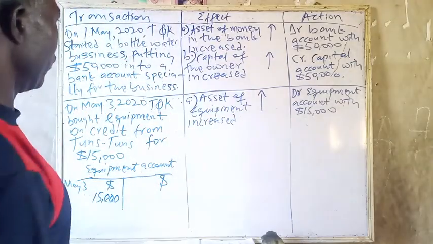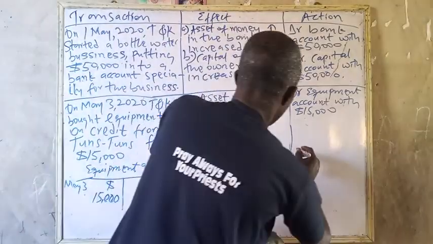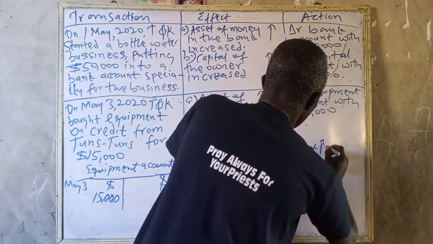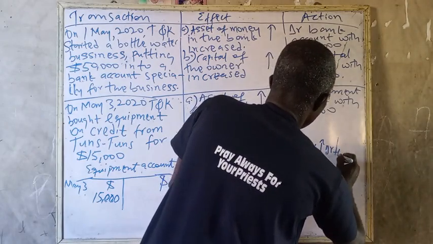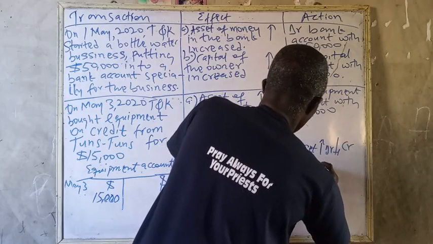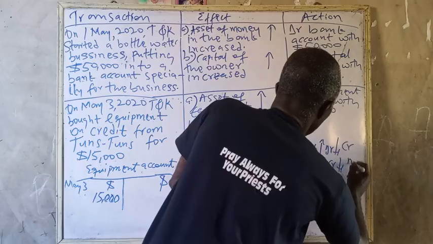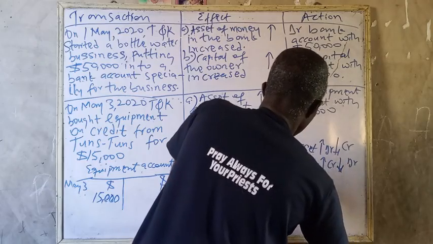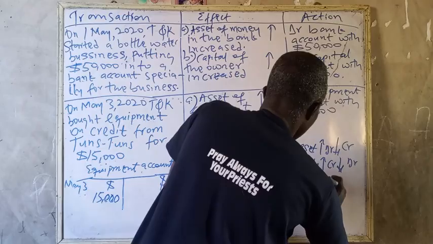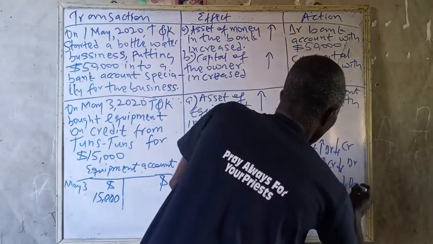What is the second effect here? Let me still take you through this because there's no space here. Let me write assets. Assets increase, you debit. Asset decrease, you credit. Equity increase, you credit. Equity decrease, you debit. Then liability increase, you credit. Liability decrease, you debit.